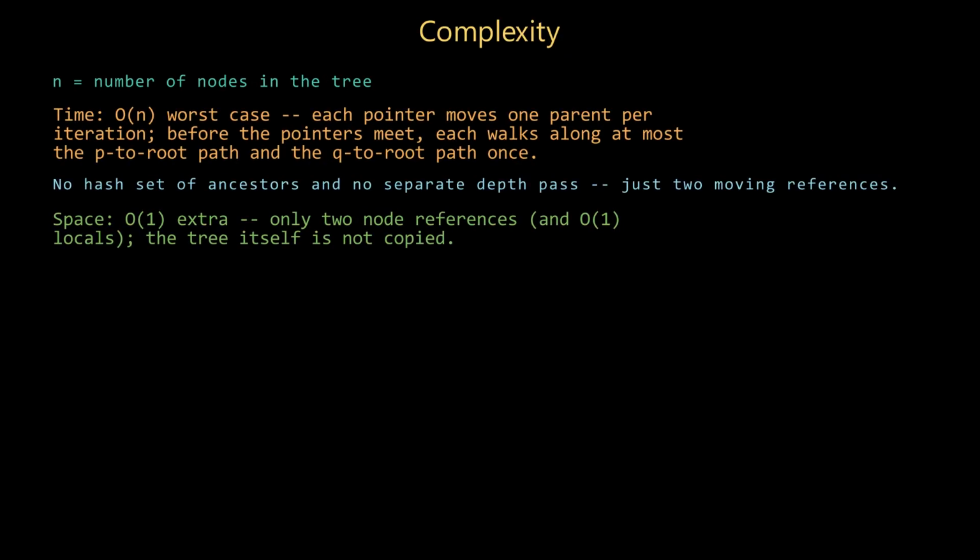Let n be the number of nodes in the tree. Time is linear in n in the worst case: each step follows one parent edge, and each pointer covers at most the 2 rootward chains before they align. Extra space stays constant, we only keep 2 references into the tree plus fixed local variables.